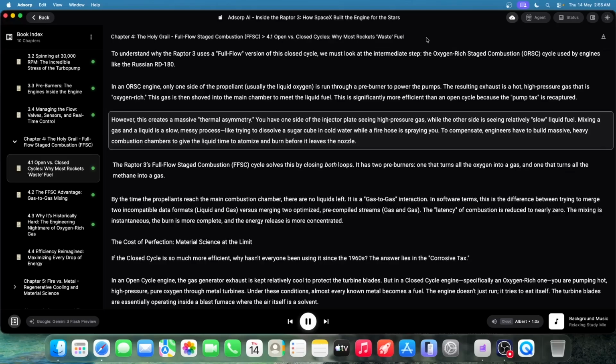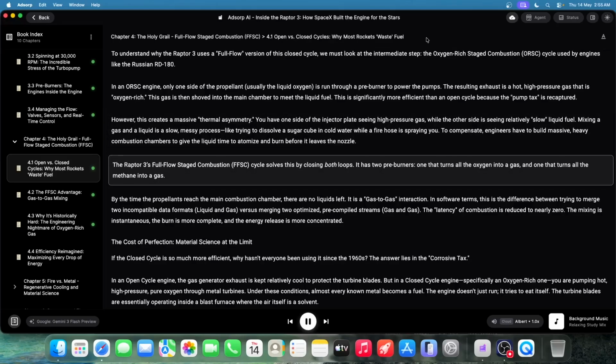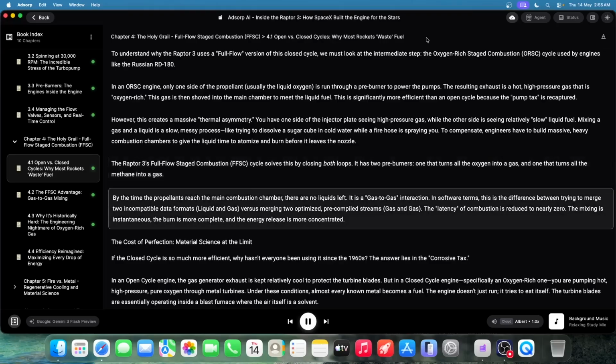And the Raptor 3 full-flow, staged combustion cycle solves this by closing both loops. It has two pre-burners, one that turns all the oxygen into a gas, and one that turns all the methane into a gas. And by the time the propellants reach the main combustion chamber, there are no liquids left. It is a gas-to-gas interaction.